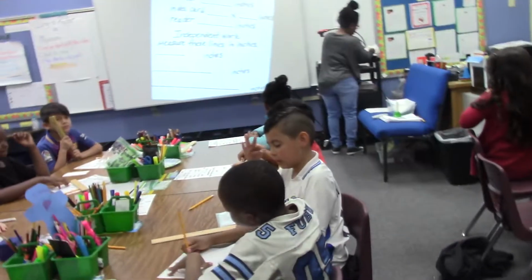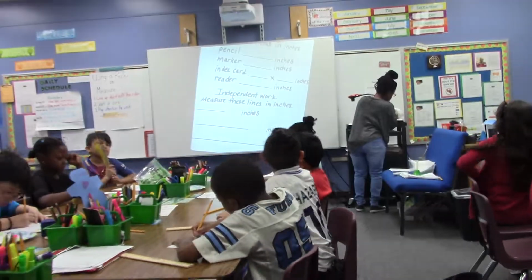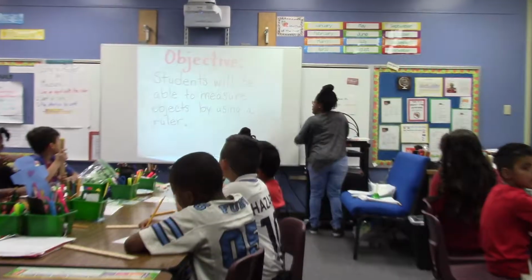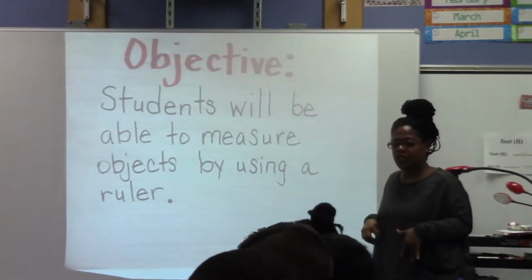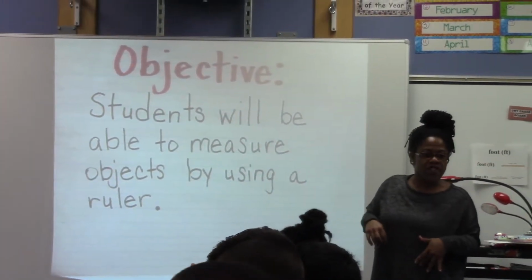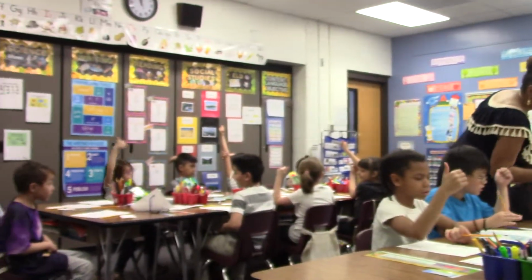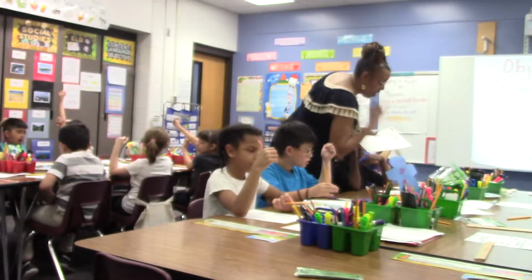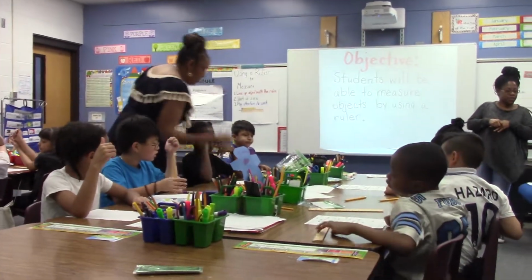And what did our objective say? Students, our objective said students will be able to measure objects by using a ruler. Thumbs up if you think that's just what you did. Did we accomplish that today, ladies and gentlemen? Yes. All right, so Ms. Jackson is now handing out your exit ticket.